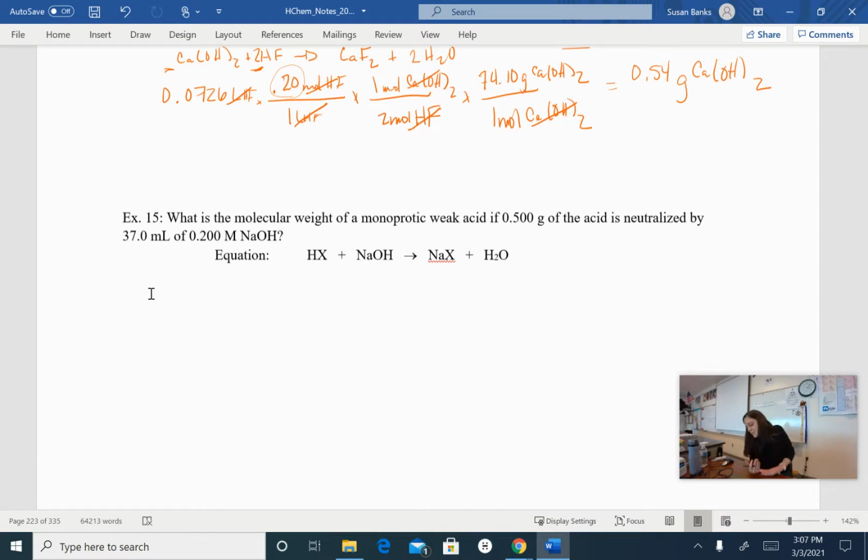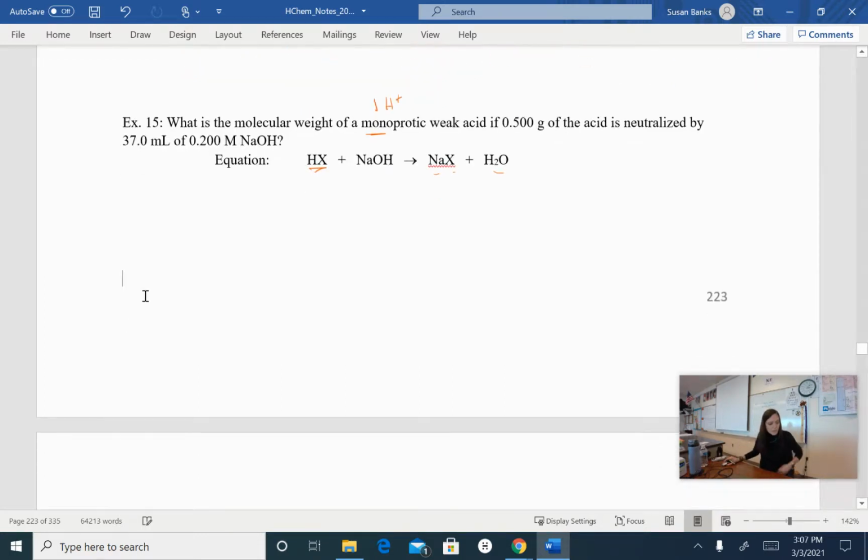So I don't know what the acid is, so I'm just going to put in my generic acid. And I know it's monoprotic, so it gives me 1 hydrogen. Okay? So that means that if it's reacting with sodium hydroxide, I will make sodium X with 1 water. So I'm going to have a 1-to-1-to-1 relationship because it's a monoprotic acid, 1 hydrogen. Okay, so here we go.